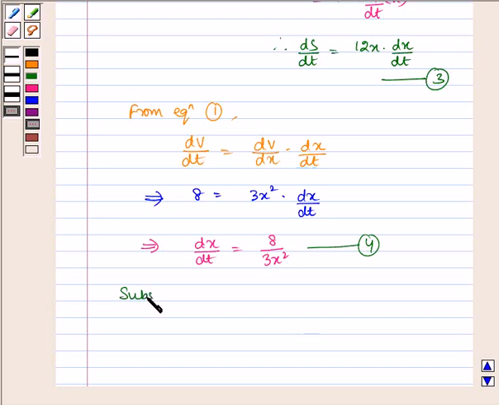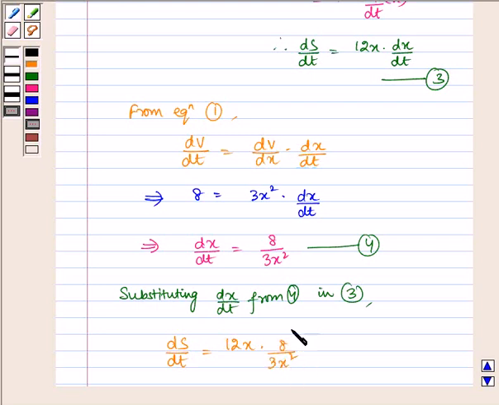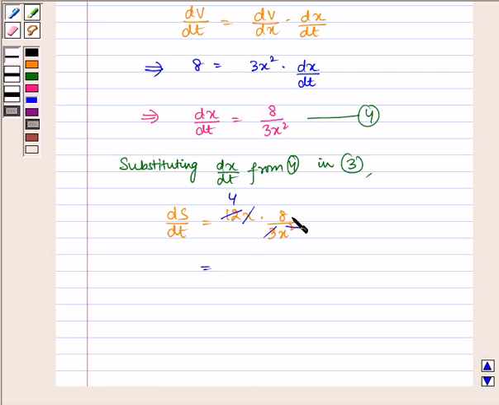Now, substituting dx by dt from 4 in 3, we get dS by dt is equal to 12x multiplied by 8 by 3x square. Here this x gets cancelled with this x and 12 gets cancelled by 3 and we get here 4. So finally we get 4 8s are 32 divided by x.